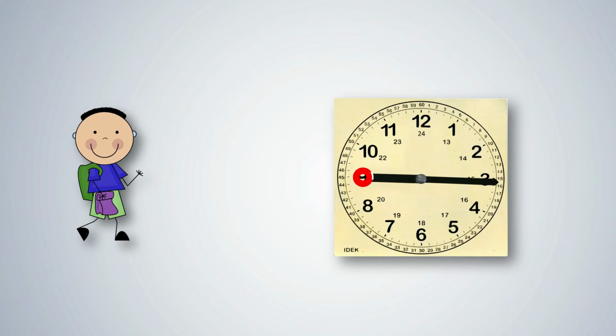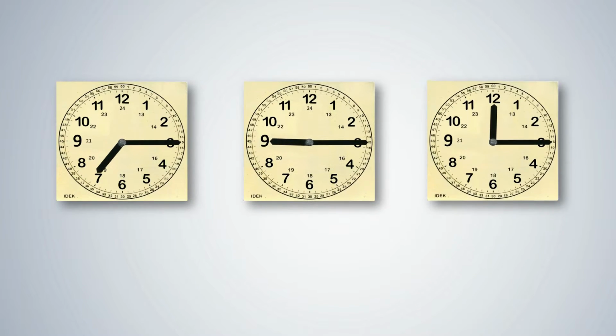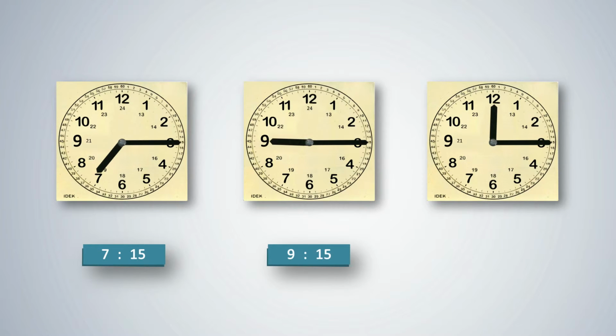When Raju leaves for school, the hour hand is at 9 and the minute hand is at 3. The time is 15 minutes after 9 o'clock and is written as 9:15. The minute hand has moved 1/4 or a quarter of the circle. Hence, this is also called quarter past 9. Ask students to show quarter past 7, quarter past 9 on the clock and then write the time in their notebooks.